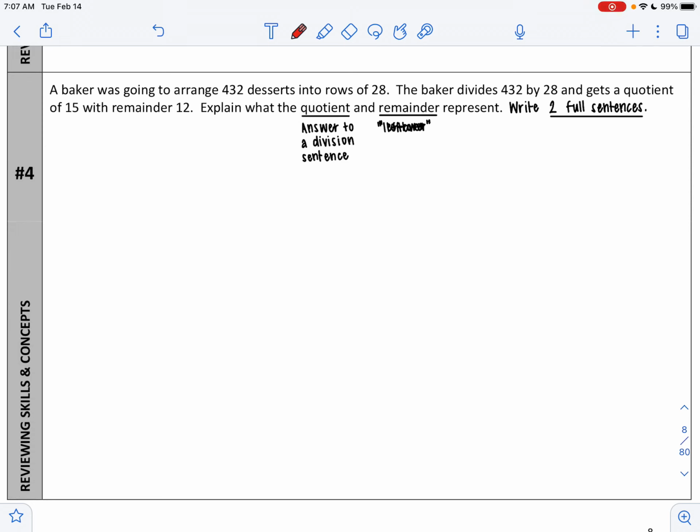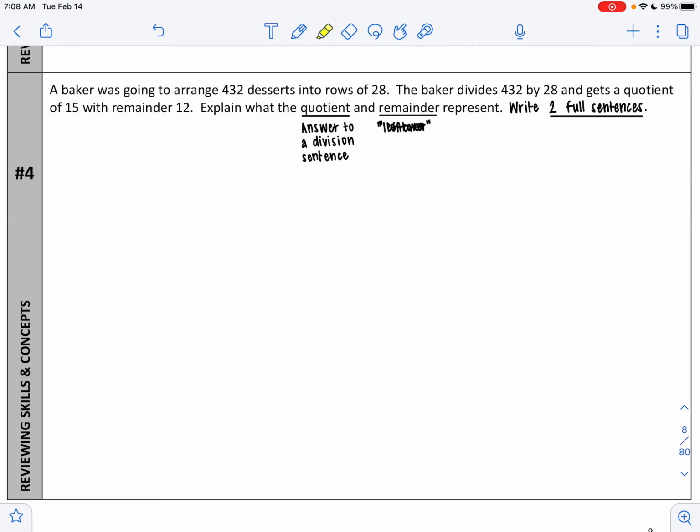The baker divides 432 by 28 and gets a quotient of 15 with a remainder of 12. Explain what the quotient and remainder represent. Write 2 full sentences. And I define those words for you. Remember, quotient is the answer to a division problem, and the remainder is how much is left over.